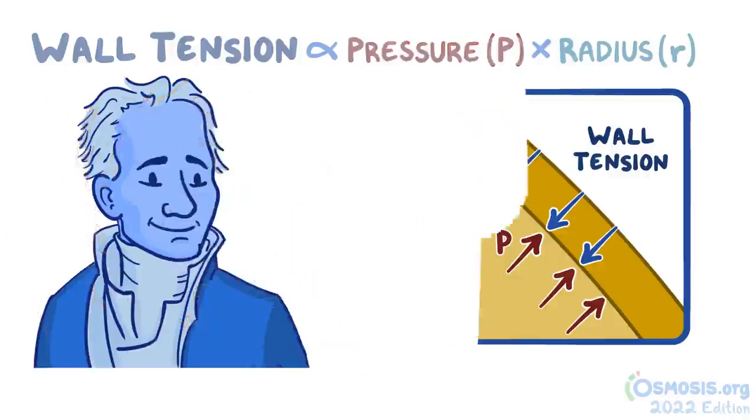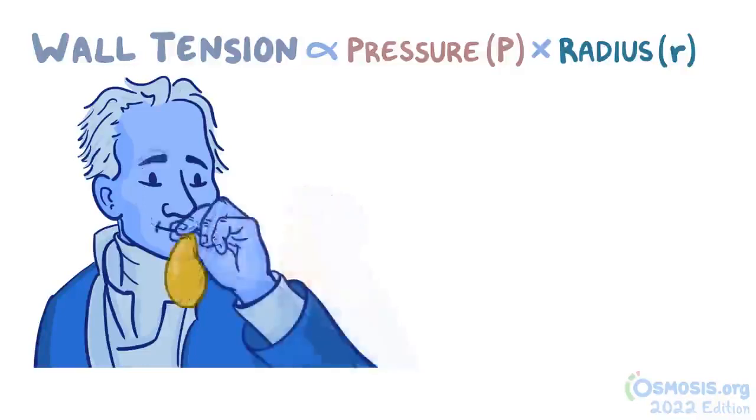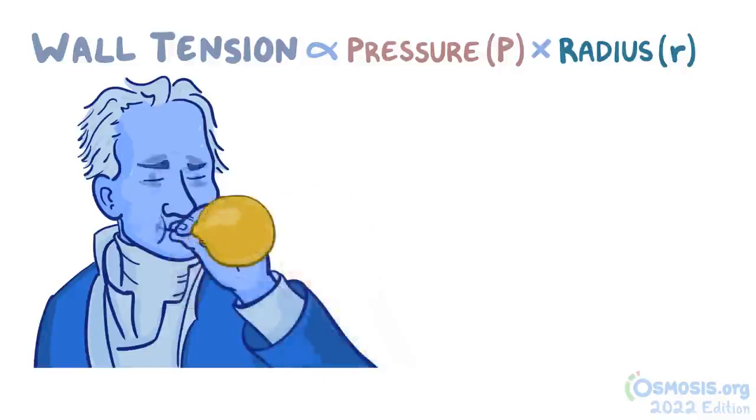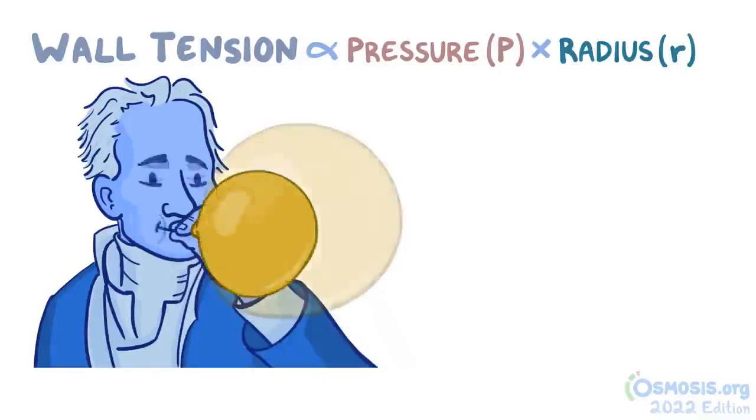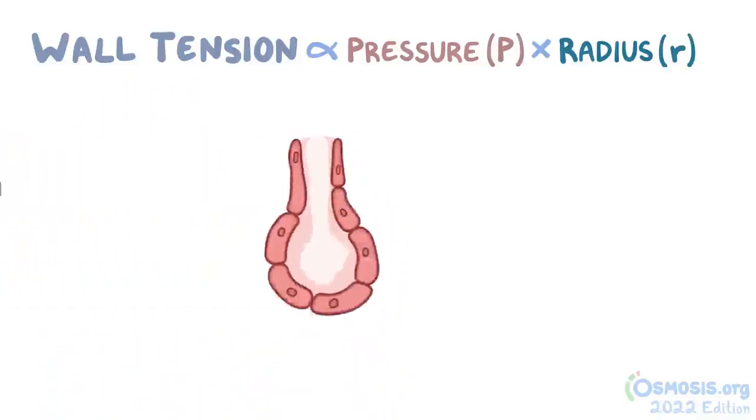Now another factor is the radius. A smaller radius means more pressure is needed to overcome the wall tension in order for the container to expand. This is why it's harder to blow up a small, deflated balloon than it is to blow up a half-inflated balloon. An example of this can be seen in the alveoli in the lungs of a newborn.